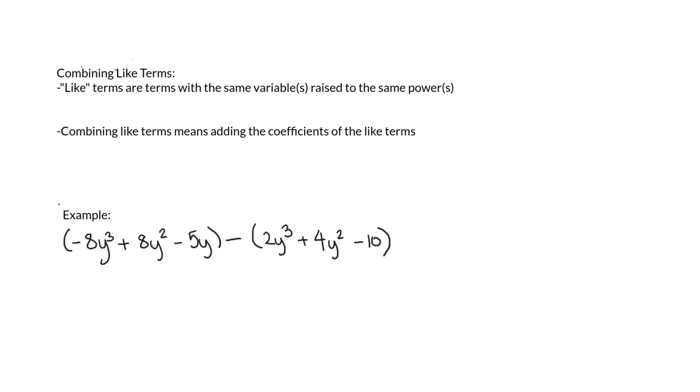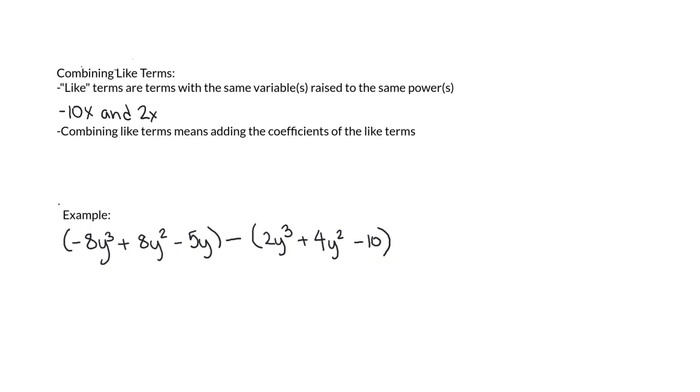One important step in simplifying polynomials is combining like terms. Now, like terms are terms with the same variable raised to the same power. So for example, negative 10x and 2x would be like terms.